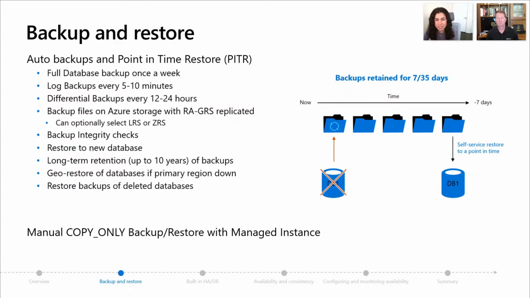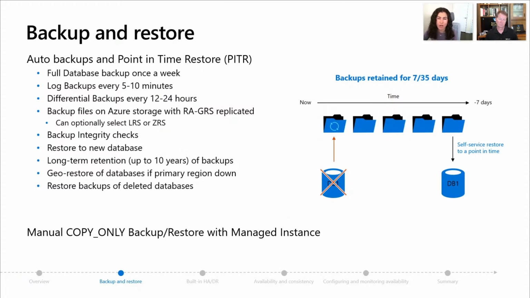So typically we run a full database backup once a week with log backups every 5 to 10 minutes. Additionally, we have diff backups that are every 12 to 24 hours, and you get to choose where your backup files are stored. Now, the default option is usually RA-GRS, so read-access geo-redundant storage. And what that's going to allow you to do is basically if an entire region goes down, this means that your backups are available in another region and you can perform what's called a geo restore. So right off the bat, you're kind of protected against the whole data center going down.